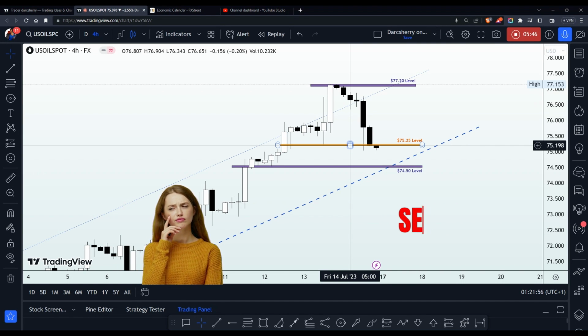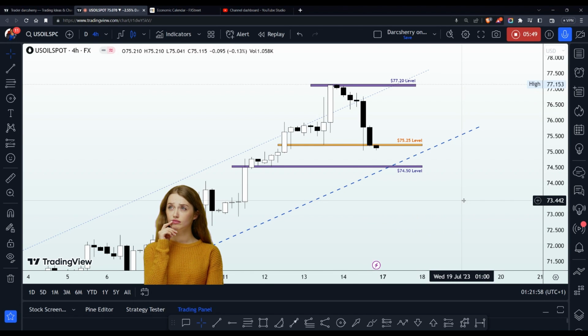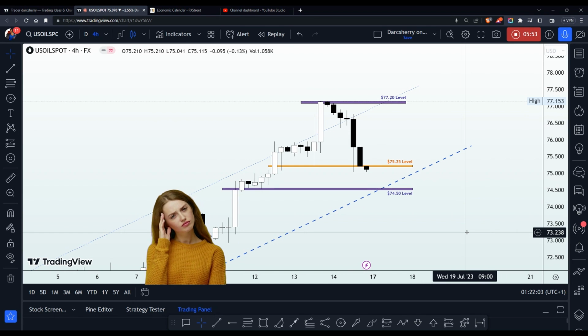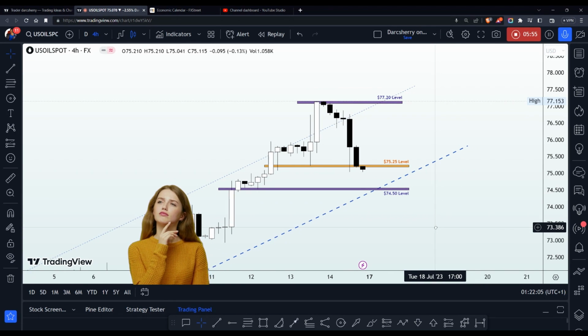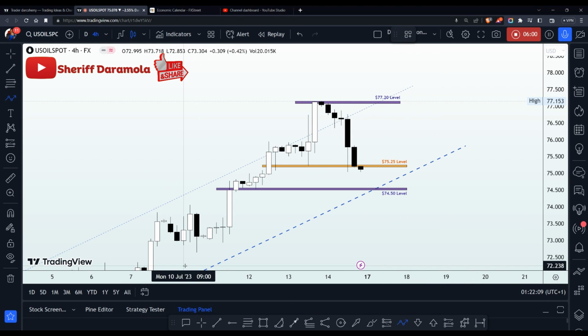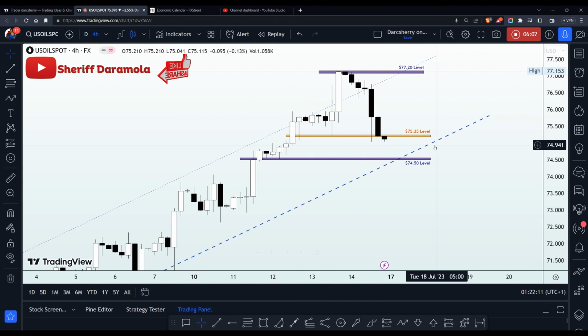Or are we going to be seeing a situation where price will be dropping further to the downside? Now, to answer this question, we need to take a further look at what is going on in this market using the key levels and trend lines we are able to identify here.